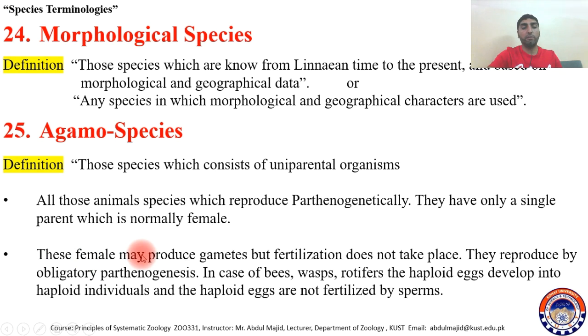These females may produce gametes, but fertilization does not take place, and the eggs develop parthenogenetically. So they reproduce by obligatory parthenogenesis. For example, in the case of bees, wasps, and rotifers, the haploid eggs develop into haploid individuals, and the haploid eggs are not fertilized by sperms.